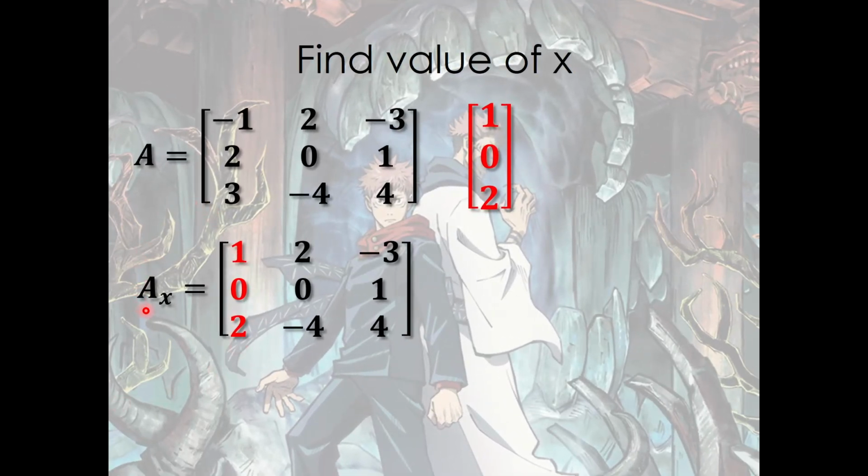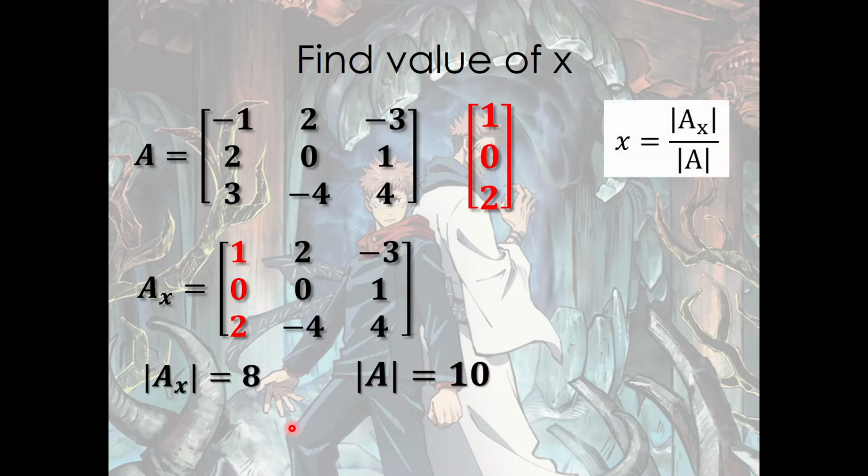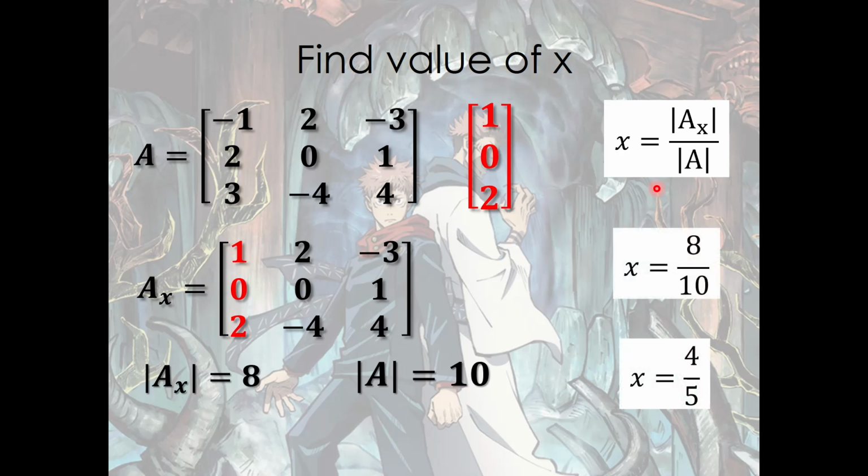So let's go back. The determinant of AX is 8, and the determinant of A is 10. Using the formula to get the value of X, the determinant of AX divided by the determinant of A, we get 8 over 10. Therefore, our X value is 4 over 5.